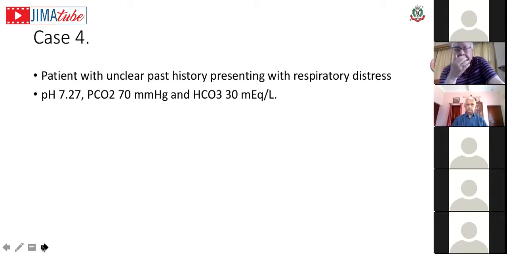Let's take this case. Again, an unclear past history presenting with respiratory distress. Now, this is the ABG: 7.27, PCO2 70, just like the previous case, but the bicarb here is 30. We'll give you some time just to look into this. What are the possibilities here? How can you explain this problem?